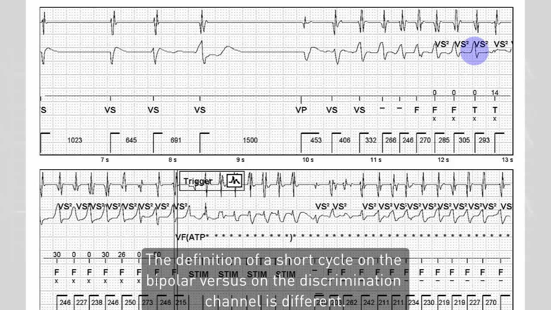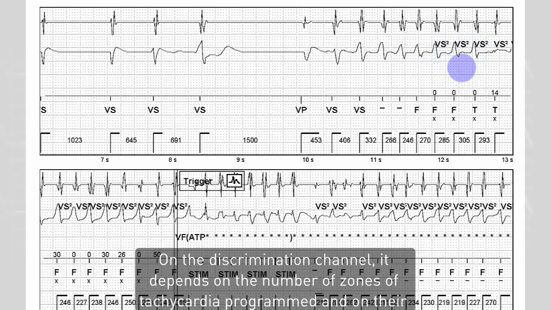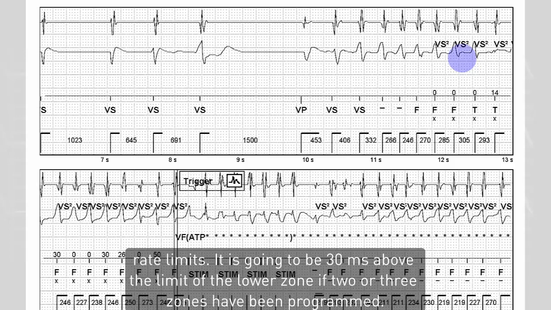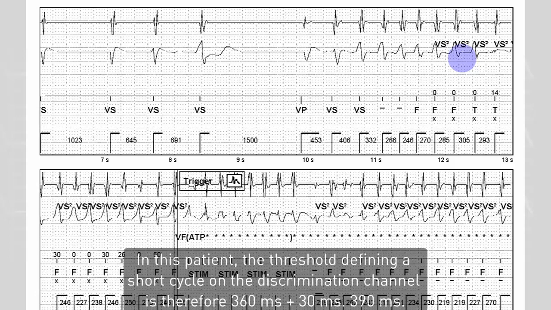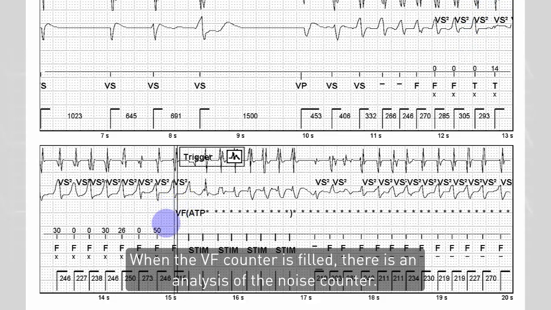The definition of a short cycle on the bipolar versus the discrimination channel is different. On the discrimination channel, it depends on the number of zones of tachycardia programmed and on their rate limits. It is going to be 30 milliseconds above the limit of the lower zone if 2 or 3 zones have been programmed. In this patient, the threshold defining a short cycle on the discrimination channel is therefore 360 milliseconds plus 30 milliseconds, 390 milliseconds. When the VF counter is filled, there is an analysis of the noise counter.